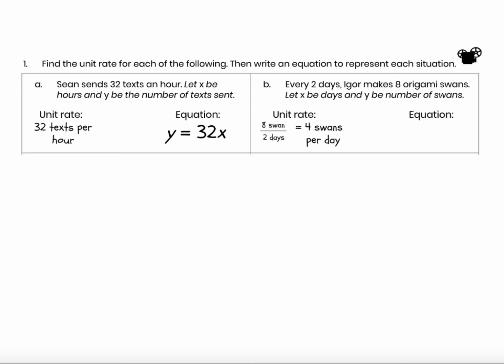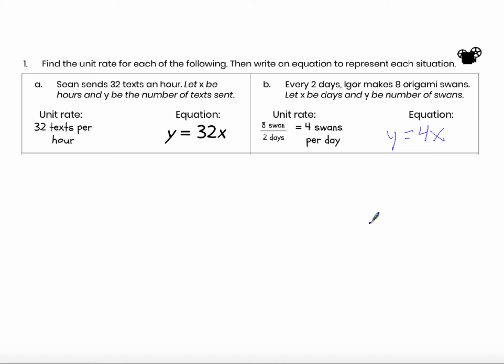Now our unit rate is always going to be y divided by x. So in this case, we're not just dividing in the order that it's given to you, 2 divided by 8. We're always looking for the y, which is 8 in this case, and dividing it by the x, which is 2. So my unit rate is 8 divided by 2, which is 4. The only thing you needed to do yourself here was write the equation, y equals 4x.